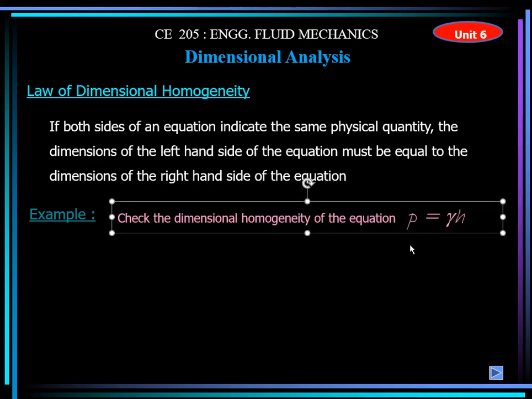So it means that whatever the dimension you have at the left hand side, it should be equal to the dimension at the right hand side. Let me show you how you can do that. For example, we have this equation, as we discussed, P equals gamma h.